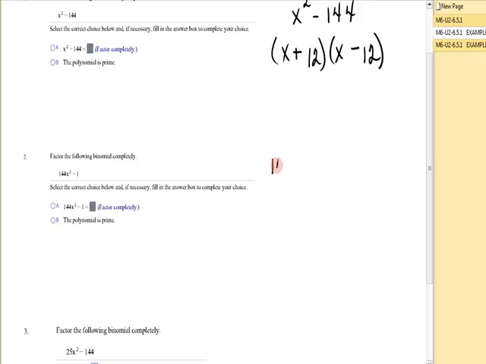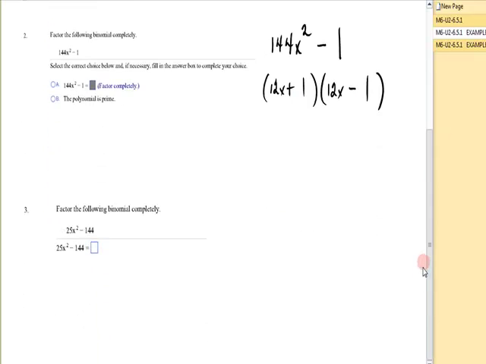Next one, 144x squared minus 1. It's a binomial. It is a difference. That's a perfect square. Its square root is 12x. That's a perfect square. Its square root is 1. My factors for the difference of squares will be one plus and one minus. The square root of the first one was 12x. The square root of the 1 was 1. Those are my factors. I get a sum and difference product.